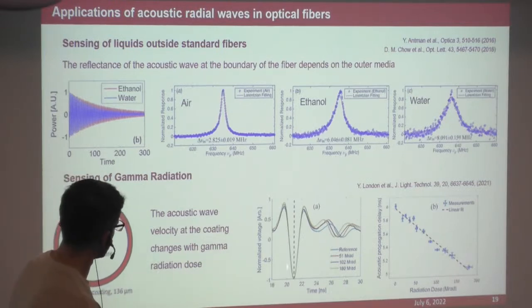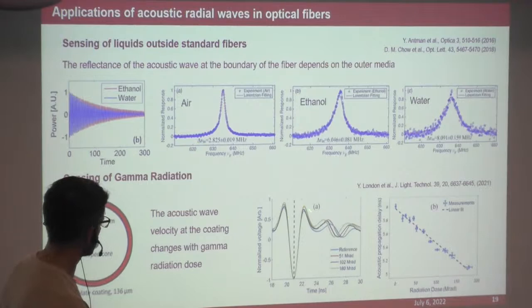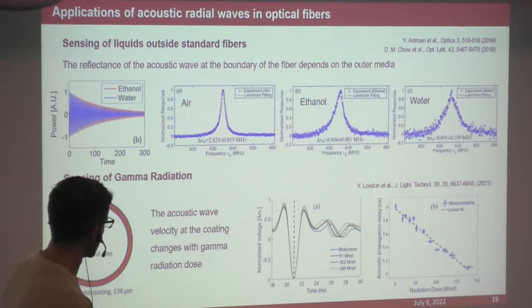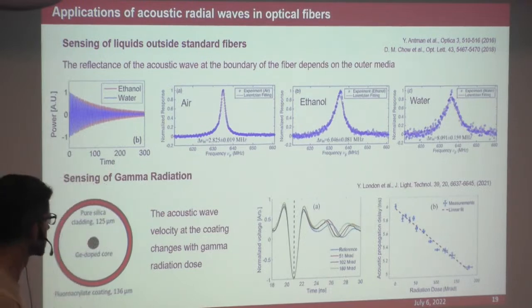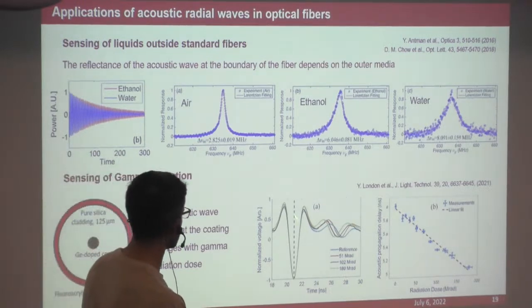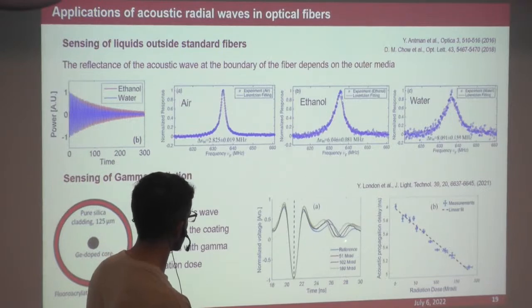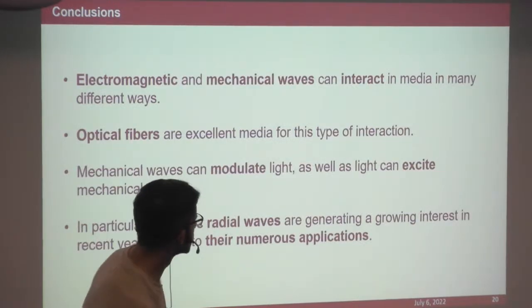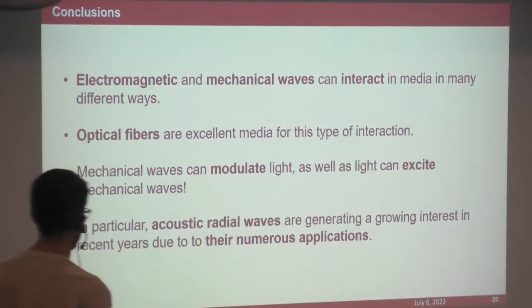As you can see, they all arrive at the same time, but the second one gets delayed with gamma radiation. Here you can see a graph with this delay. So what we see is that the acoustic wave travels faster as we put gamma radiation into the sample. So we can use this to calculate the radiation dose of gamma radiation. And that's all I wanted to talk to you about today.